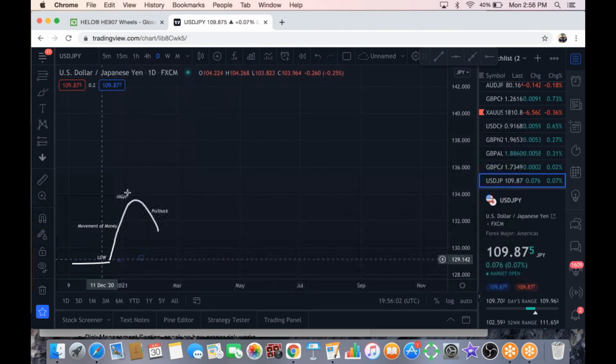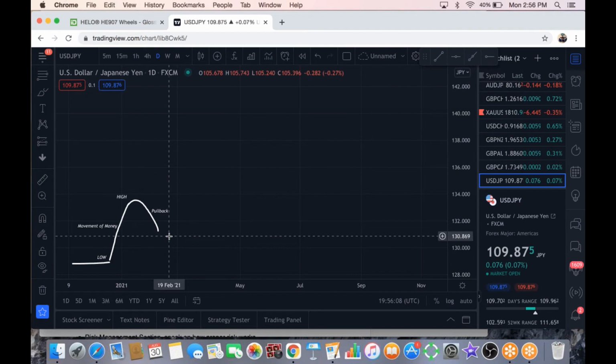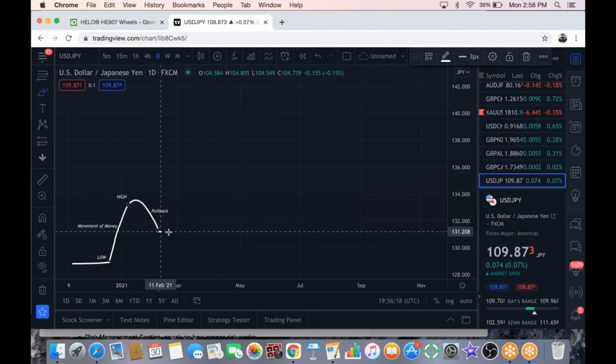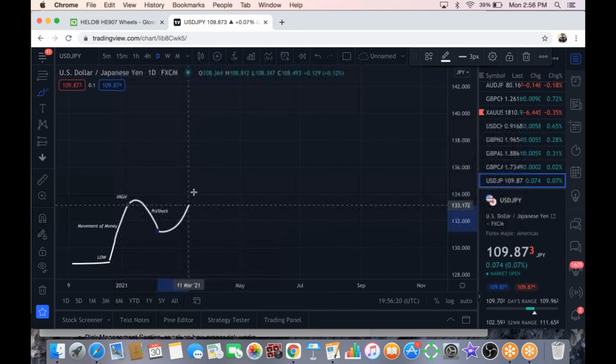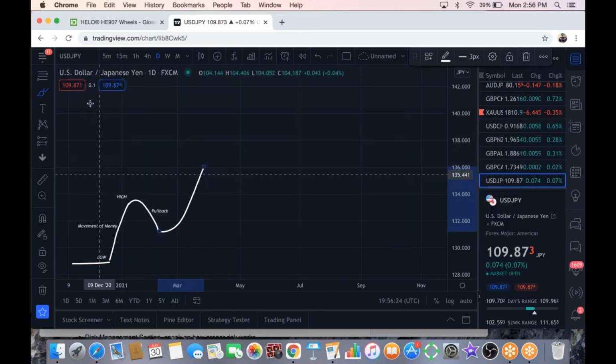And you see this low, high. Now right here, there's going to be a place where the market pulls back and then it continues its movement of money. And when these things happen, the market creates this and it shoots up like this. And when it does, what gets created again?